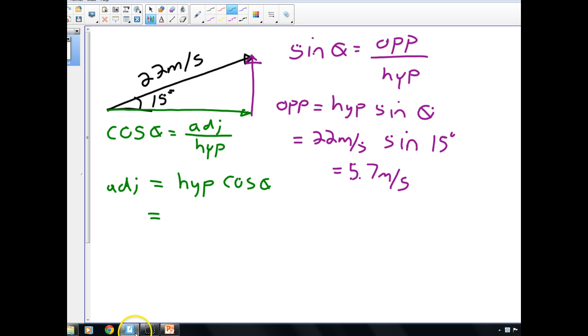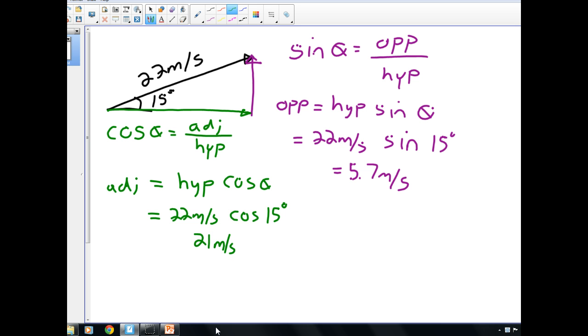So this would be equal to the adjacent side, 22 meters per second cosine 15 degrees. And I believe this comes out to be 21 when you put it into your calculator. I mean, it's going to be 21 meters per second.